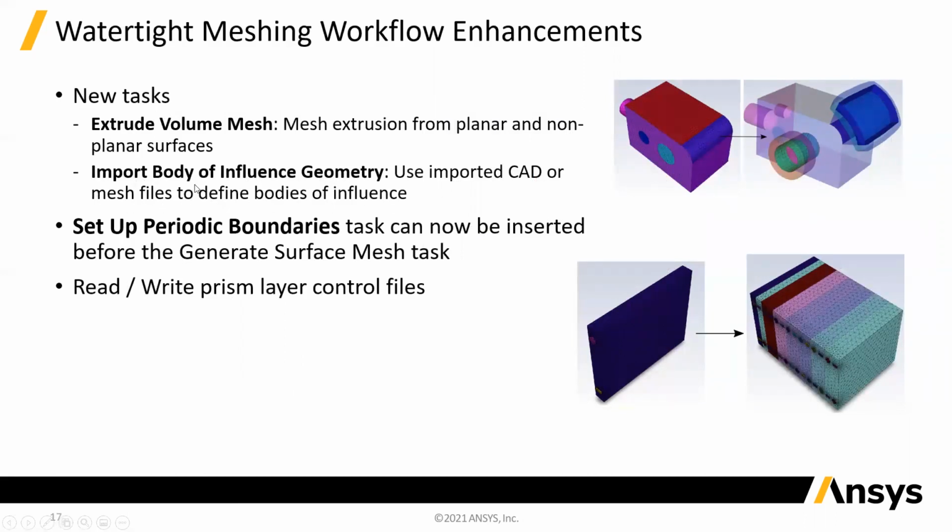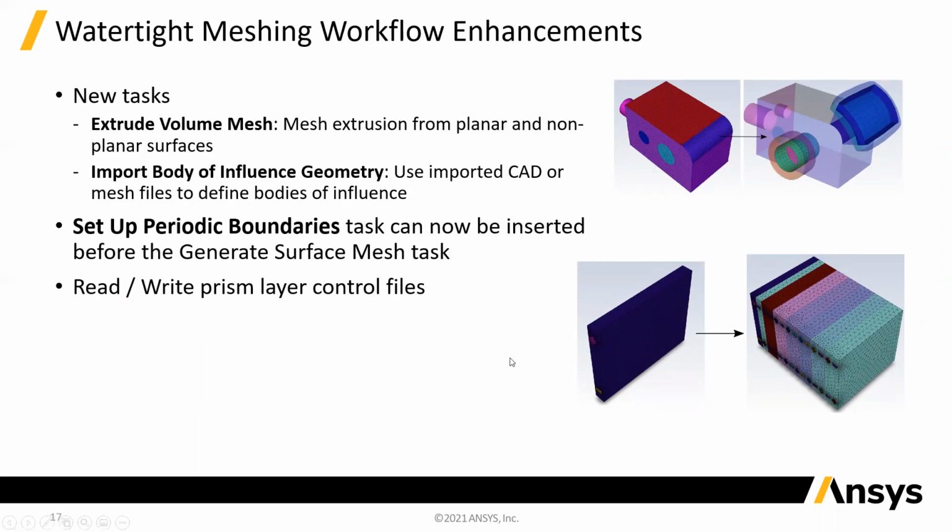You can import a body of influence now. So that might come not from the CAD that you've read in, but from another CAD file or a mesh file. So once you've got your base model read in, there's now an option to read in one or more bodies of influence. Periodic boundary setup has been changed. Previously, you could only do that after you had a surface mesh. Now you can actually do it before you create a surface mesh, so that it will pick one side, mesh that, and then copy that mesh onto the other side of the periodic.